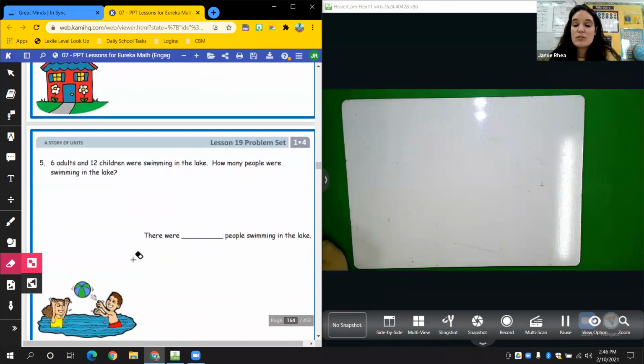You're also going to do number 5. 6 adults and 12 children were swimming in the lake. How many people were swimming in the lake? I need to see that tape diagram. I need to see it labeled the right way, and I need you to solve, okay?